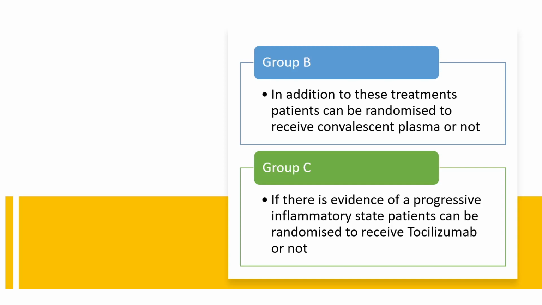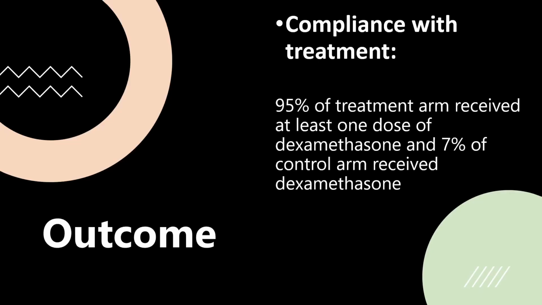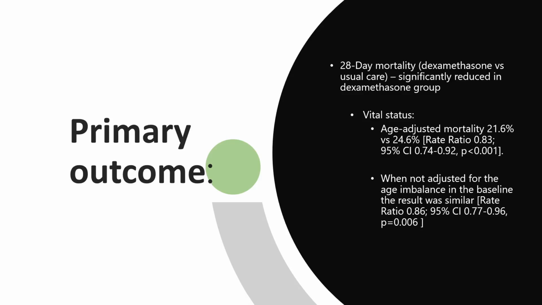And group C included, if there is any evidence of progressive inflammatory state by IL-6, CRP, or ferritin, they were randomized to receive tocilizumab or not. The outcome was primary. Compliance with the treatment was 95%, and 7% of the control arm received dexamethasone. So the primary outcome was 28-day mortality, which we have discussed in our clinical question.